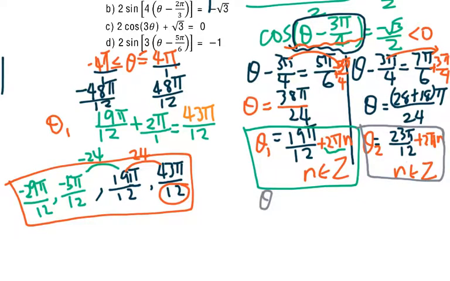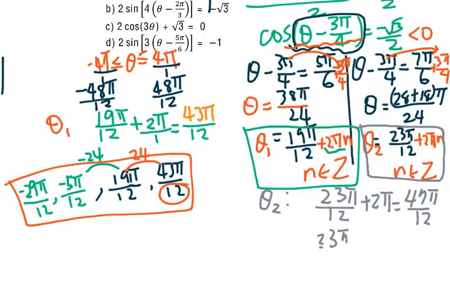I do the same thing for theta 2 this time. For theta 2, I will get 23 pi over 12. I add 2 pi first, so basically you will add 24, and I have 47 pi over 12. And I list them up: I have 23 pi over 12, then it will be 47 pi over 12.